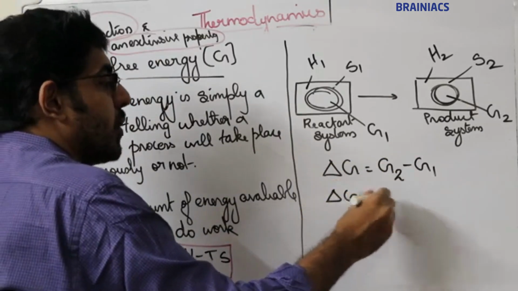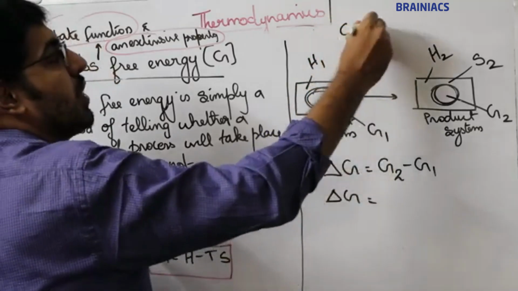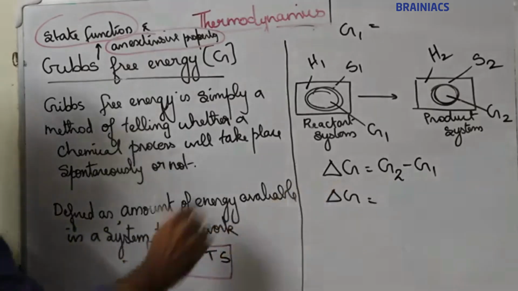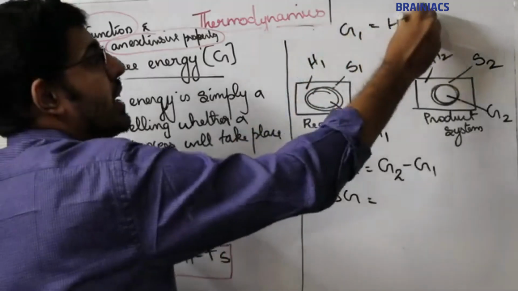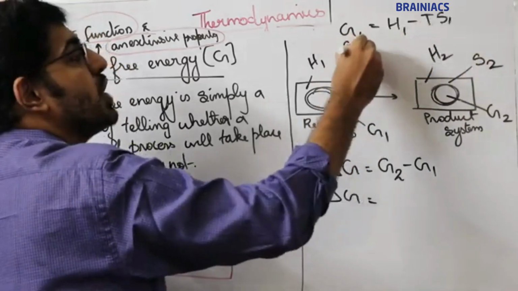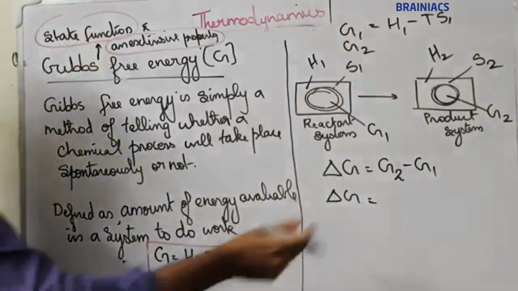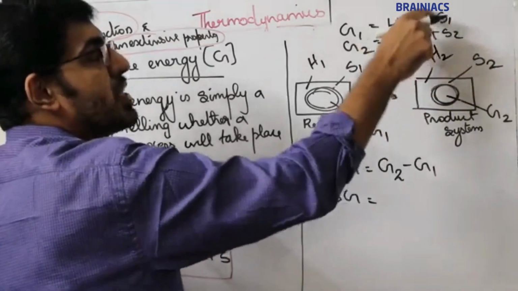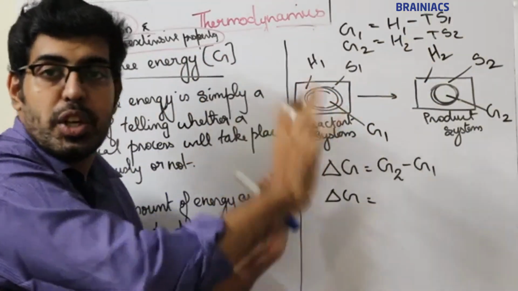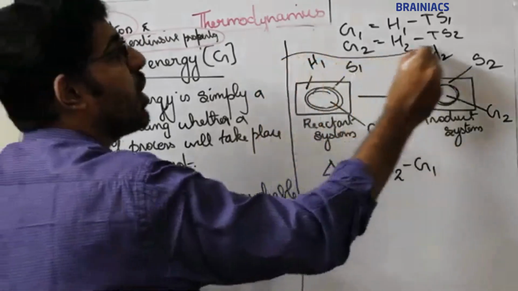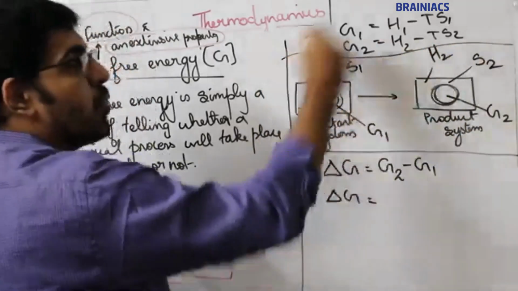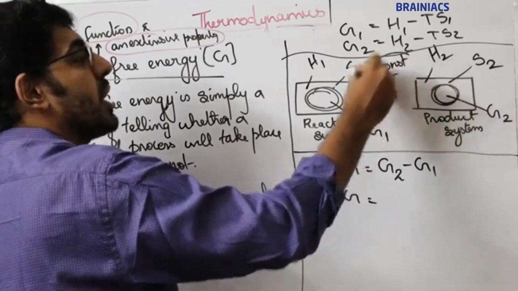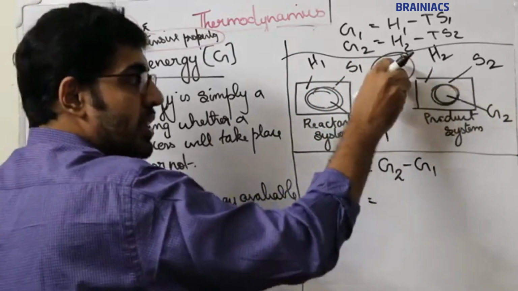Delta G is equal to G2 minus G1. What is G1? G = H - TS, so G1 = H1 - TS1. And G2 = H2 - TS2. Here, the reactant is converted to product at constant temperature, so T remains constant.